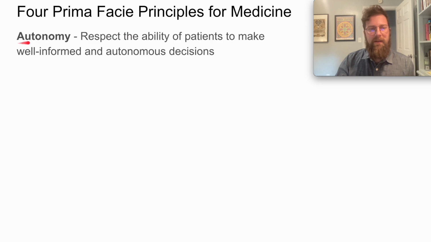Here's the first one, autonomy. It's this idea that we should respect the ability of patients to make well-informed and autonomous decisions. For instance, in medicine, it's often noted that it would be basically battery to treat a patient without their consent. It's also why, for instance, if a patient is not able to give their own consent to a procedure, we want to get consultation from their power of attorney or a proxy, like a parent or a spouse.